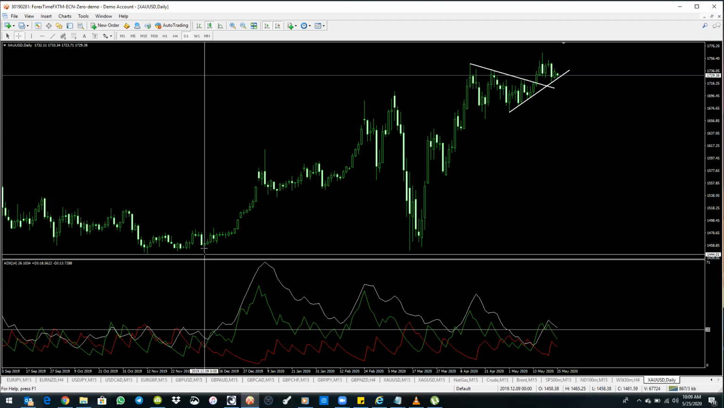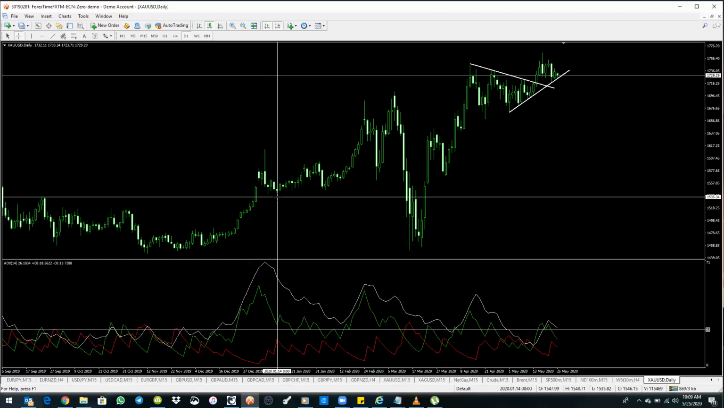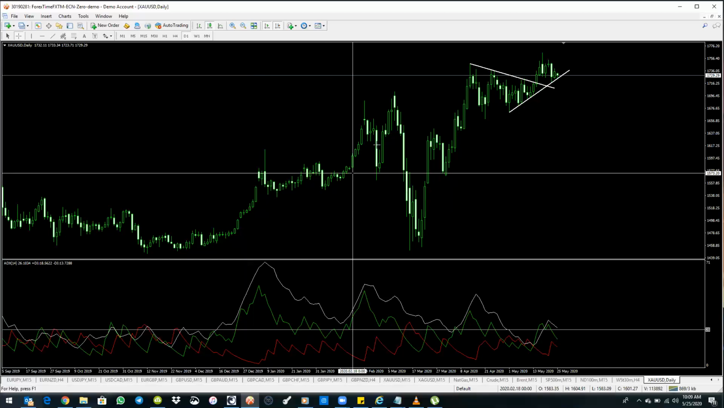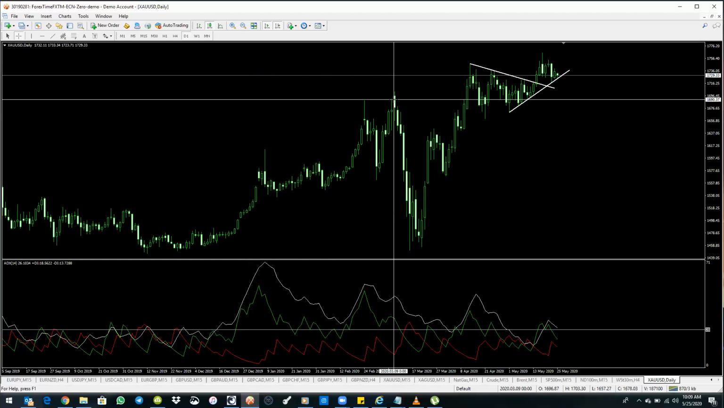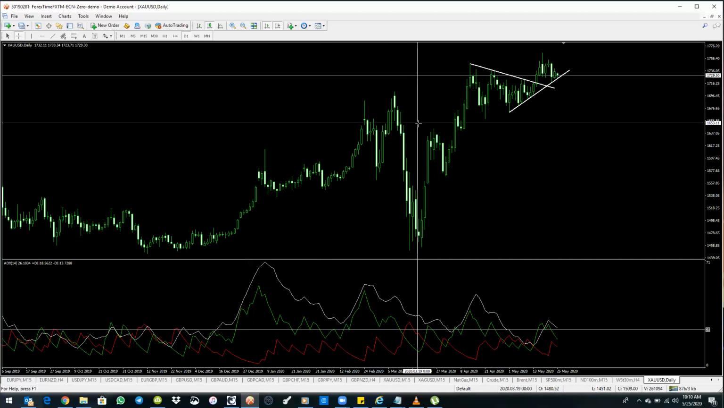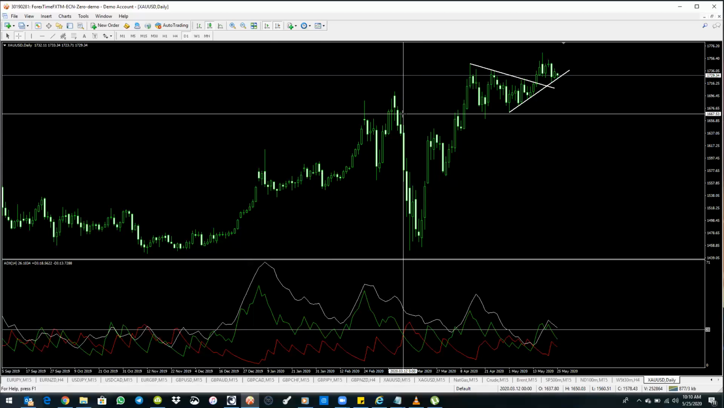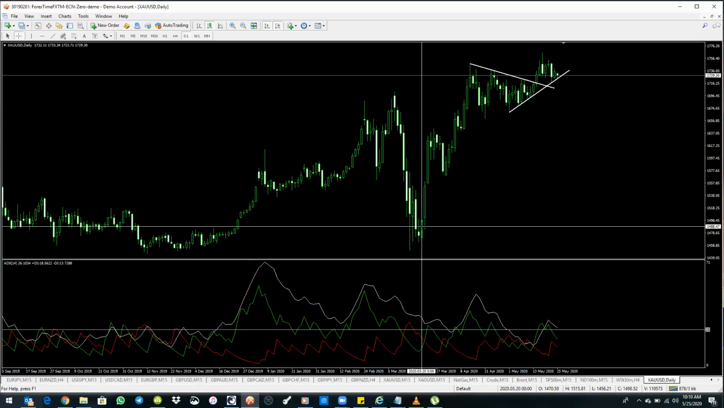You can see that the market had a very nice bullish run all the way to somewhere around here. And you can see shortly after, the red line crossed above the green line, meaning that the trend has turned to a bearish trend, and you can see that the market came down from here to this point.